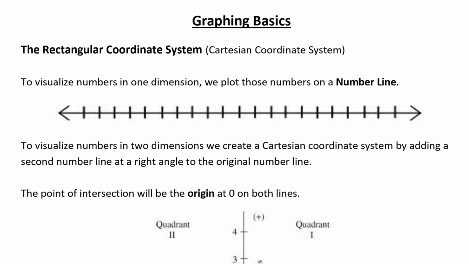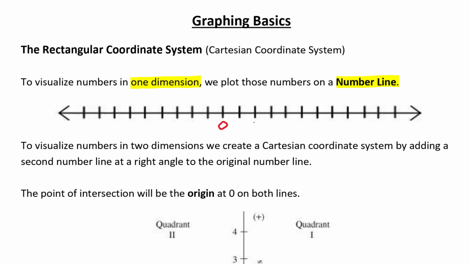This is graphing in two dimensions, an x and a y axis. Sometimes this is known as the Cartesian coordinate system. When working only in one dimension, we just require a number line. This is a straight line, and we put our units on here.